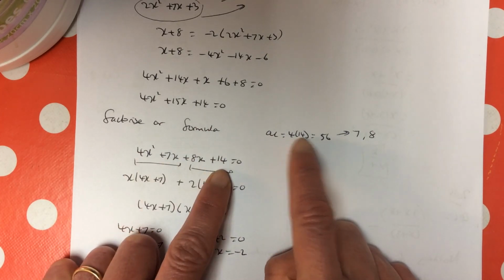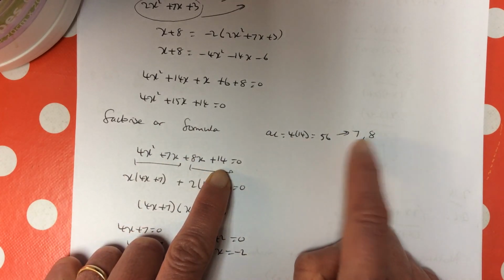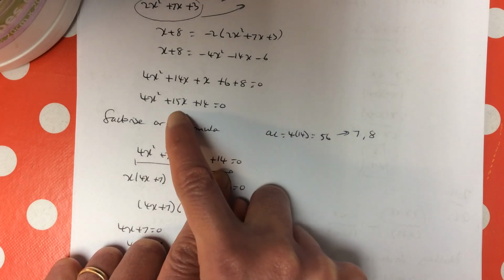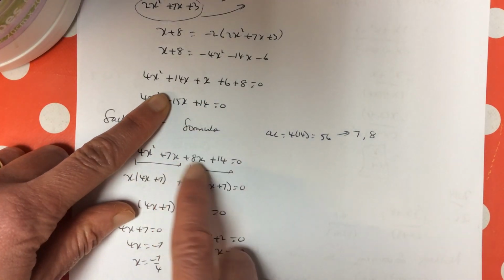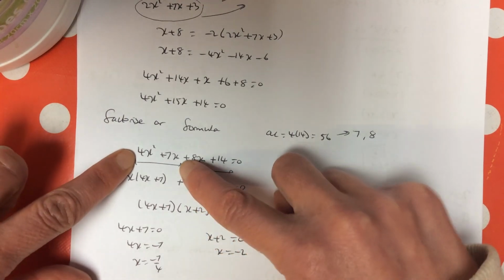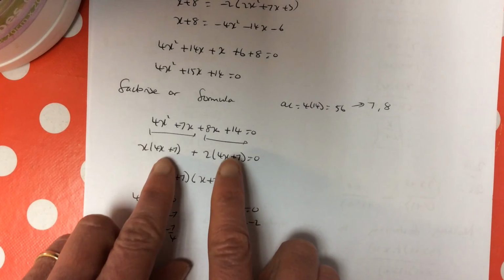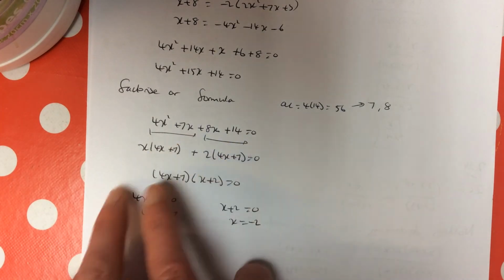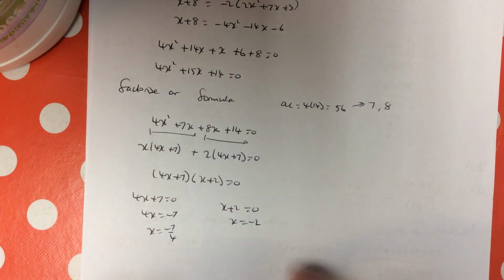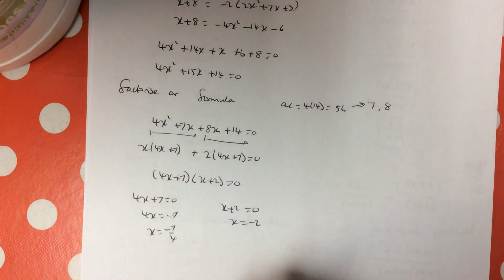A times C is 56. It's made up of a 7 and an 8, which gets you 15. So remember 15x is rewritten as 7x add 8x. Take the first 2, pull out your x. Take the next 2, pull out your 2. And if you've done this right, you'll have the matching bracket. Pull that out, leaves you x plus 2, put each bracket equal to 0 and solve.